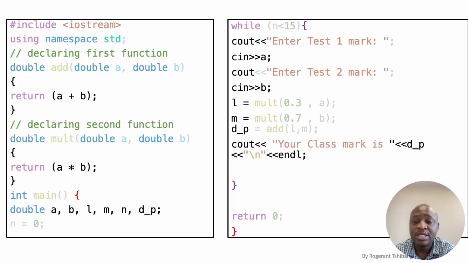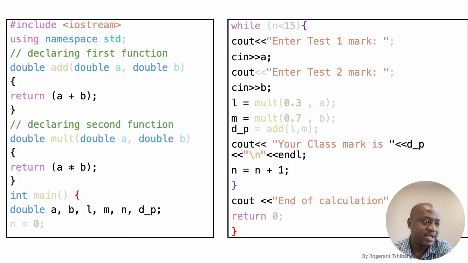From that, you now tell the student your class mark is this, and then you loop this 15 times. So you ask to enter test mark 1, enter test mark 2, and then you calculate the DP. You say your DP is that, and then you ask them again, enter mark 1. This question will be repeating 15 times. For it to do that, every time you need to add 1 to n, so keep on adding 1 to n all the time. When it reaches 15 students, it's going to go out and say this is the end of our calculation.